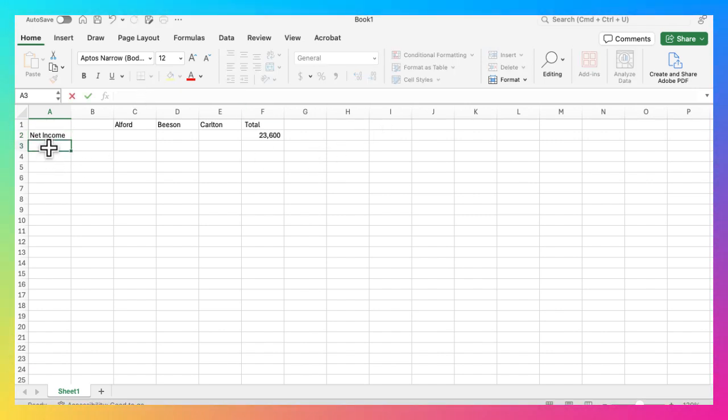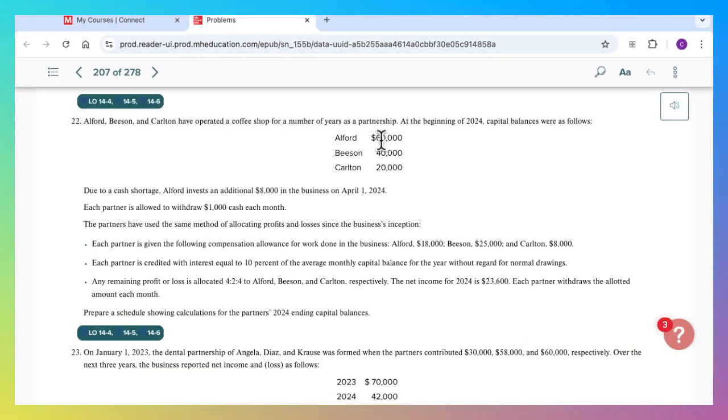Okay, so now what we need to do is figure out what is the interest that each partner is going to get. So let's think about that for a minute, right? We have interest. Let's go back to our book. We know that each of these owners is going to receive 10% interest based on their average monthly balance.